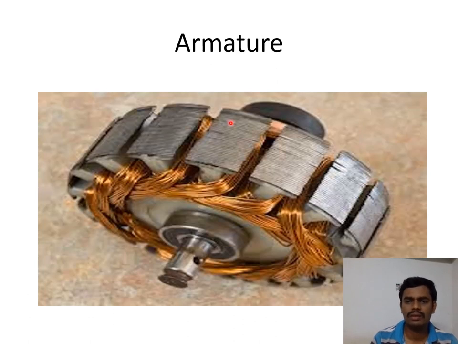See, this is the view of this armature. So these are the armature slots. This is the armature. The whole thing is called the armature. These are the armature windings. The windings are placed in the slots of this armature core. They are made up of thin laminations of silicon steel material to reduce the hysteresis and eddy current losses.